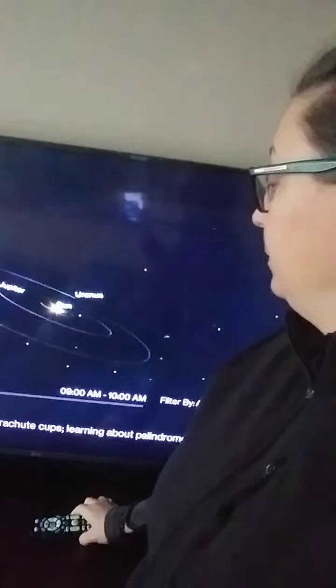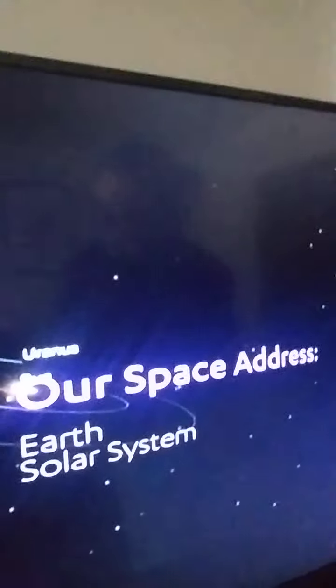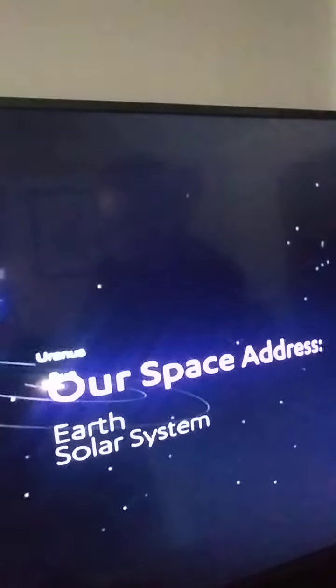So this entire model, by the way, is what the Americans are going off of. In the 19th and 20th centuries, this is what was agreed upon. The solar system is the second line of our space address because the Earth is a part of the solar system.